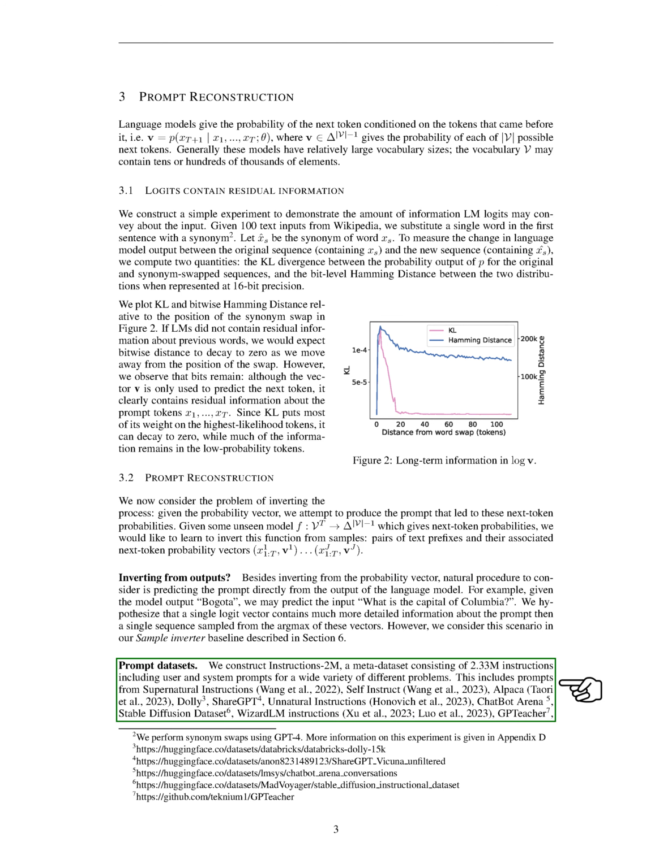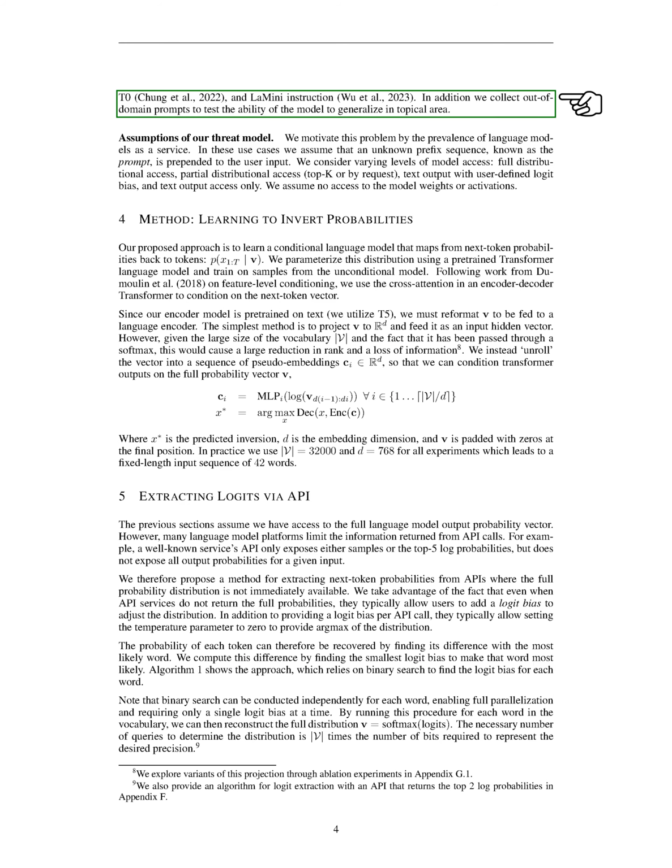We created a metadataset called Instructions2M, comprising 2.33 million instructions with user and system prompts for various problems. This dataset included prompts from different sources such as supernatural instructions, self-instruct, alpaca, Dolly, ShareGPT, unnatural instructions, chatbot arena, stable diffusion dataset, WizardLM instructions, GPTeacher, T0, and LaMini instruction. We also gathered out-of-domain prompts to evaluate the model's ability to generalize across different topics.